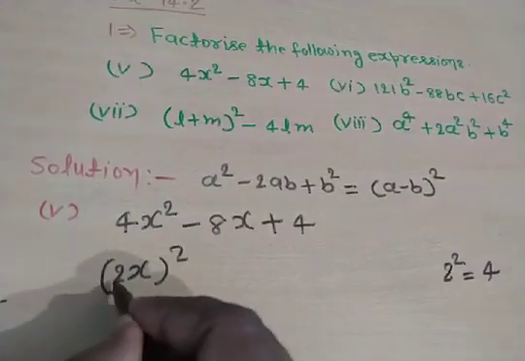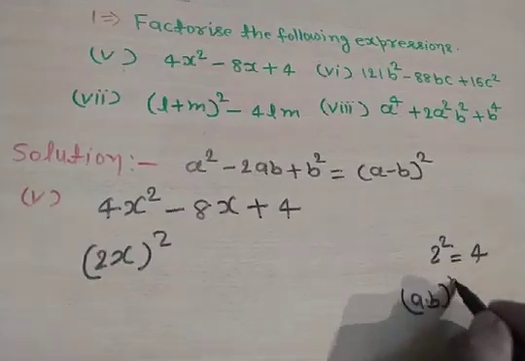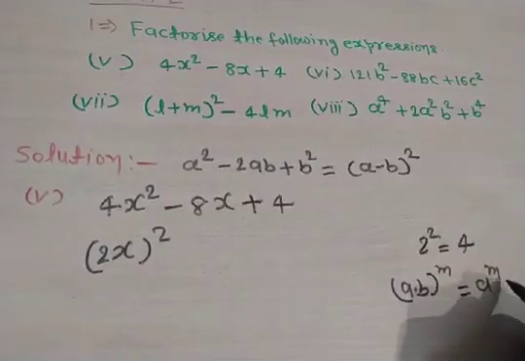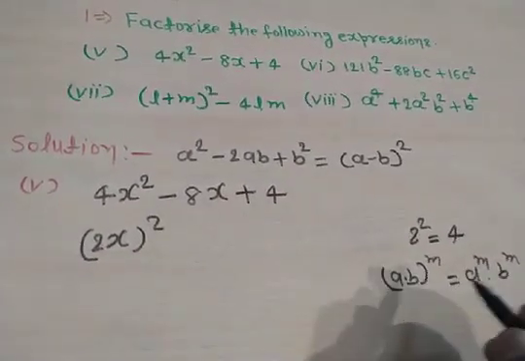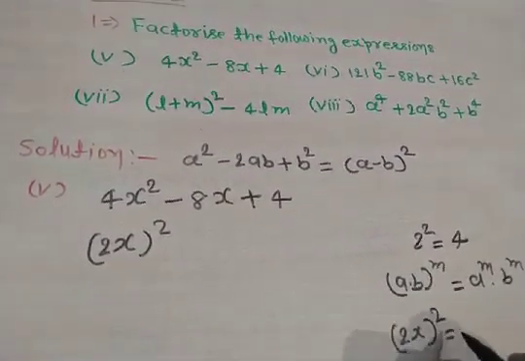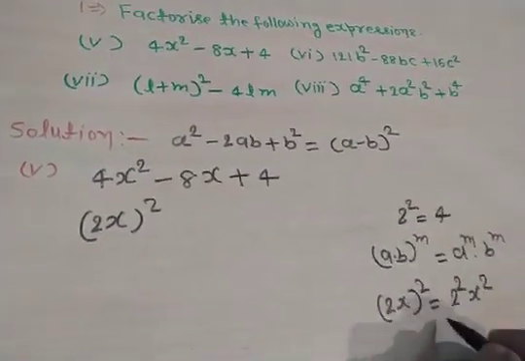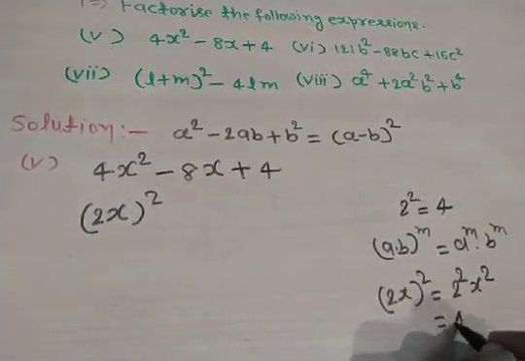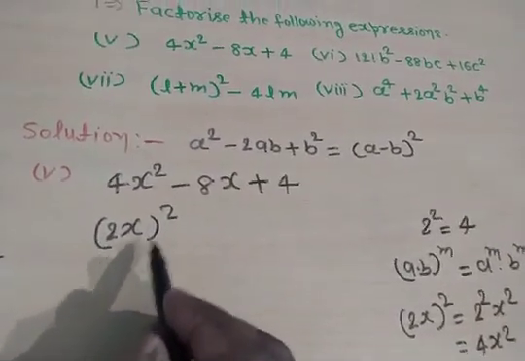Square of 2x means that a into b whole to the power m is equal to a to the power m into b to the power m. Clear? So for this we can write 2x to the power 2 is 2 to the power 2 into x to the power 2. 2 power 2 means 2 into 2, which becomes 4x square. So you can write 4x square is 2 whole square of 2x.